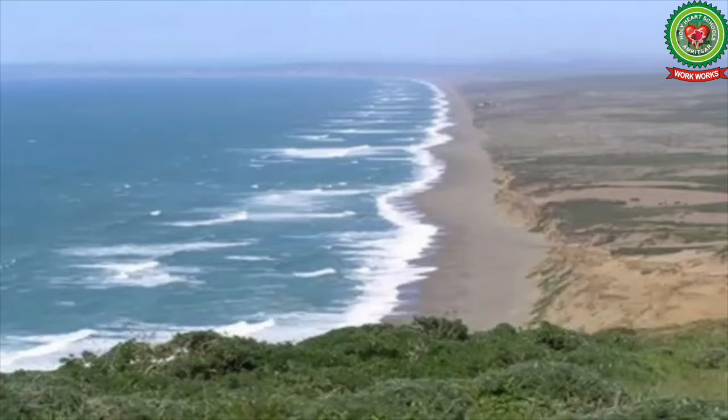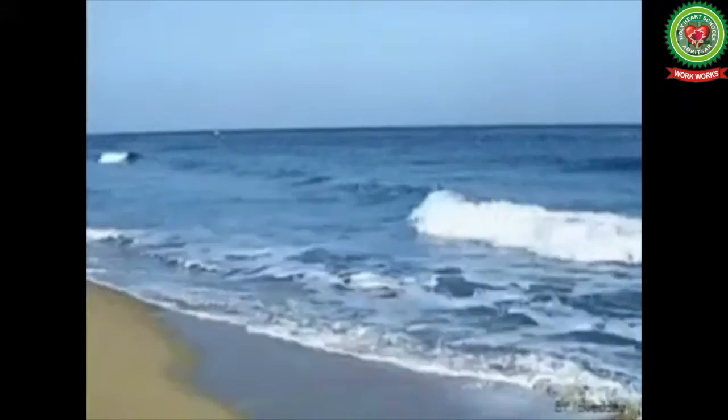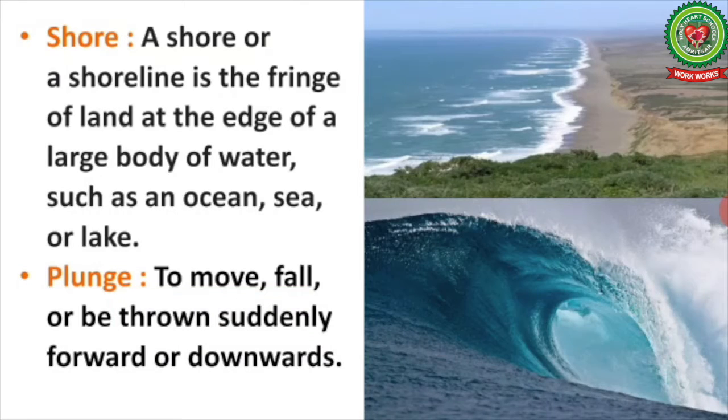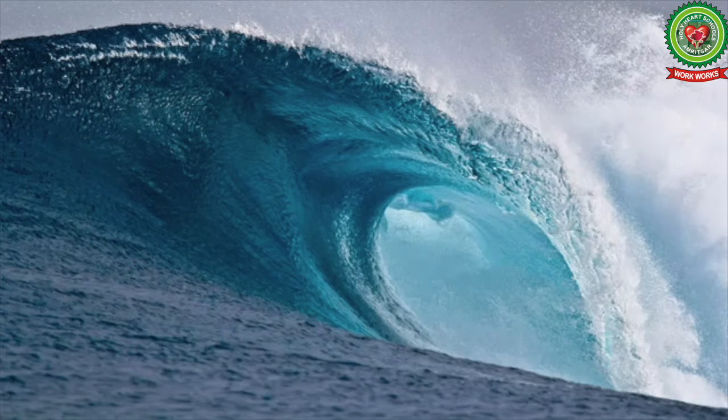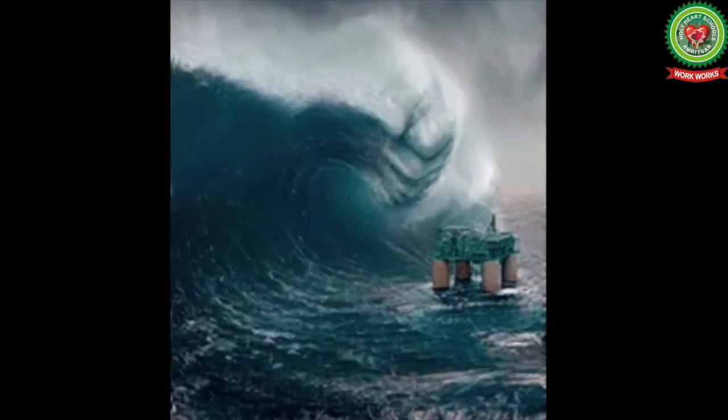Shore, a shore or a shoreline is a fringe of land at the edge of a large body of water such as ocean, sea or lake. Plunge, plunge means to move, fall or to be thrown suddenly forward or downward.